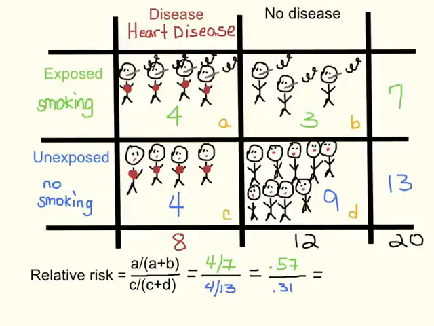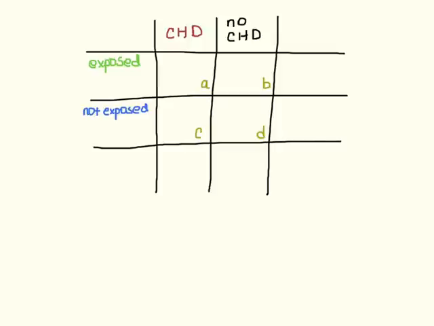So the unexposed C over C plus D is 4 over 13 equals 0.31, and then 0.57 divided by 0.31 equals 1.84. So that shows that smoking increases risk of heart disease by 84%. Okay, so because it's over 1, that means that it's an increased risk, and then the 0.84 means that the increase is by 84%.